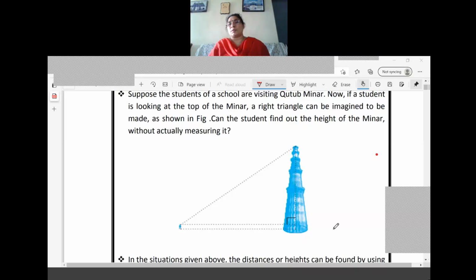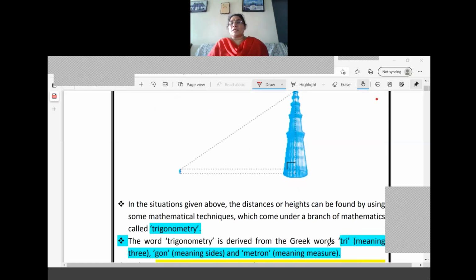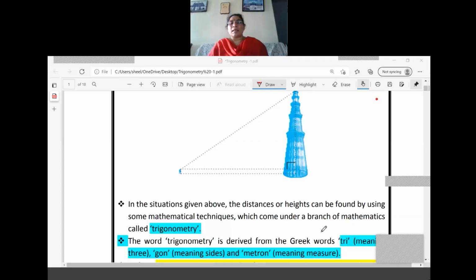That means Qutub Minar, right? This concept we are using belongs to a branch of mathematics called trigonometry. In the situations given above, the distances or heights can be found by using some mathematical techniques which come under a branch of mathematics called trigonometry.